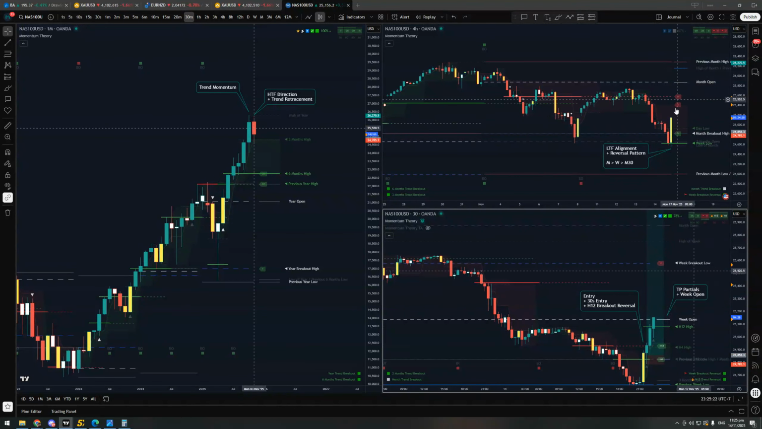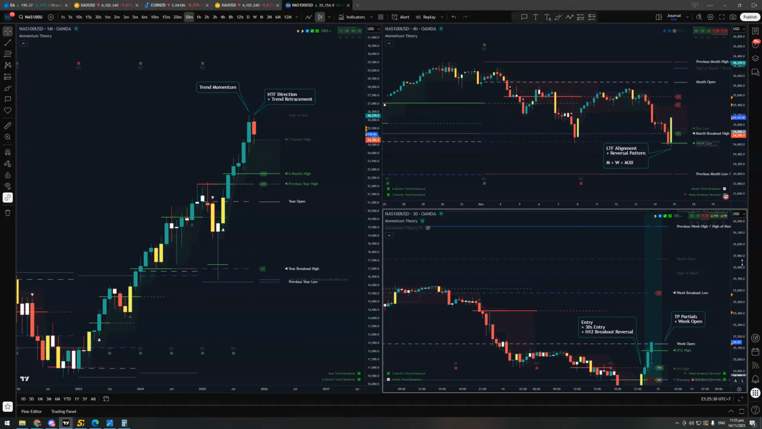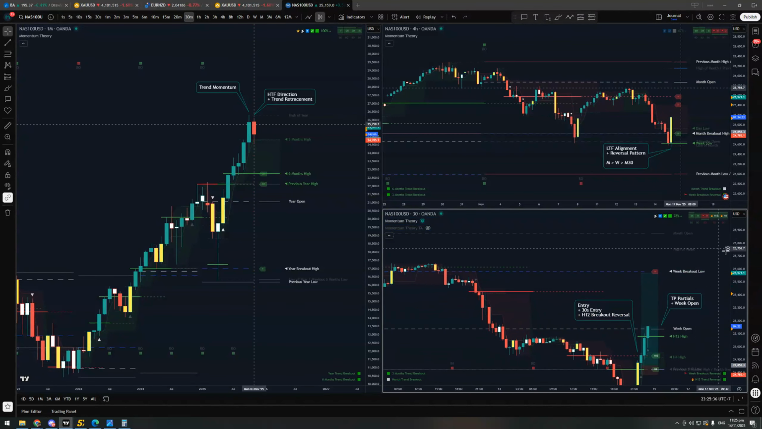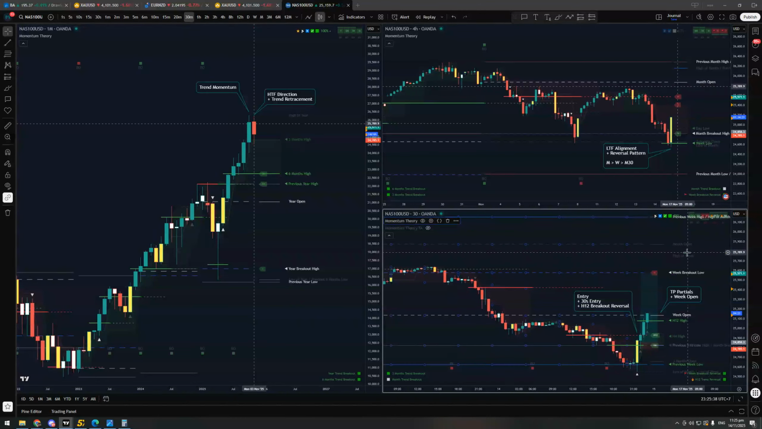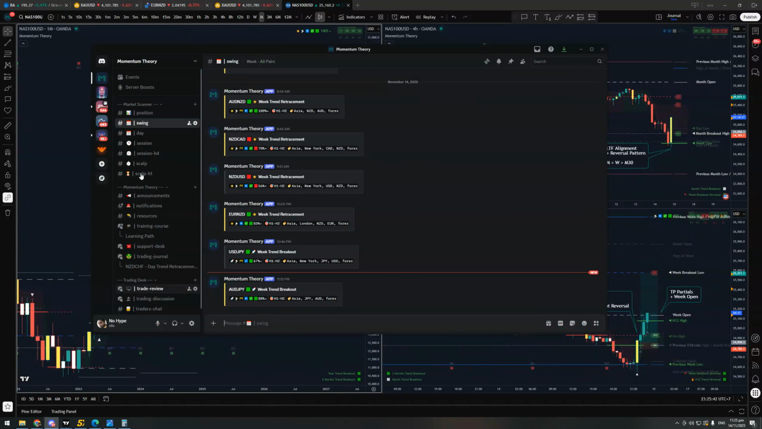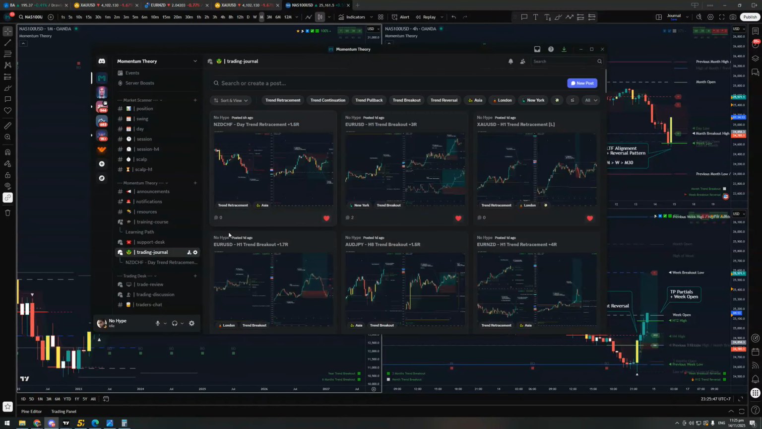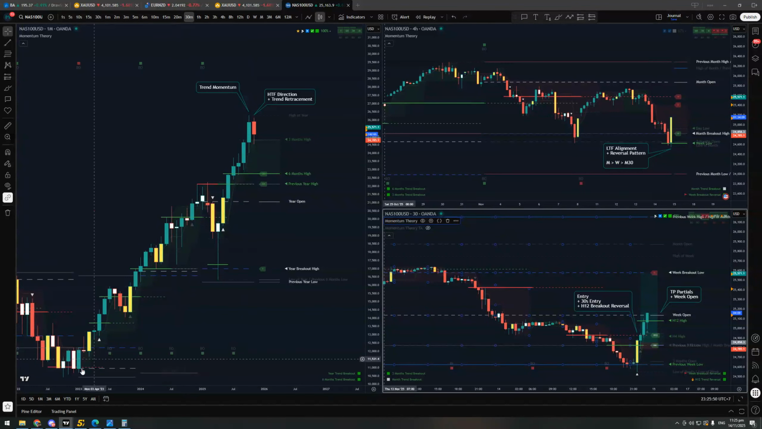This is a breakout reversal on the weekly, so I wouldn't expect price to get past this breakout level. So I'm probably going to exit right at that breakout level if it gets there. Okay, so that's it. Nothing else. Going to put it in the trading journal, and that's it.